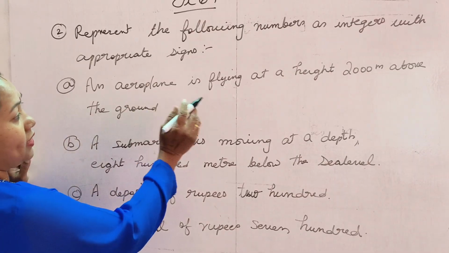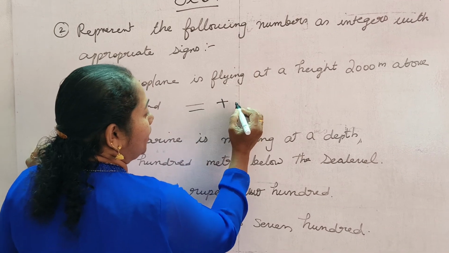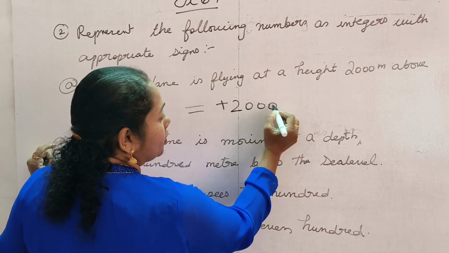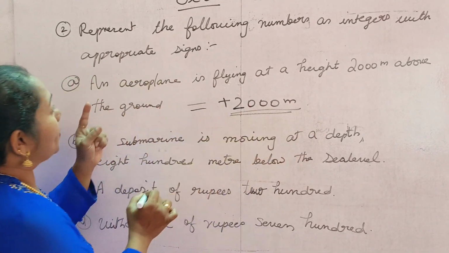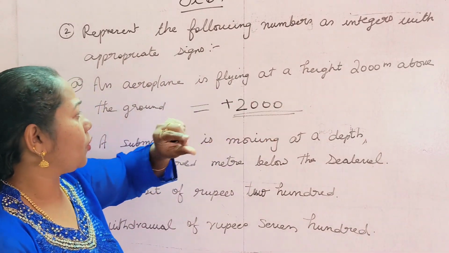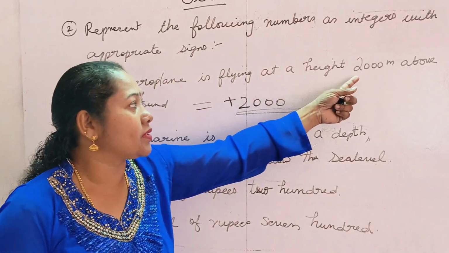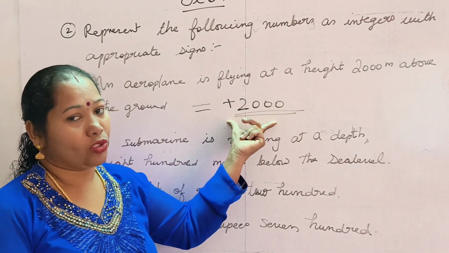So here it is above the ground. So above the ground means we will represent this as plus 2000 meter. So we have represented this number as plus 2000.